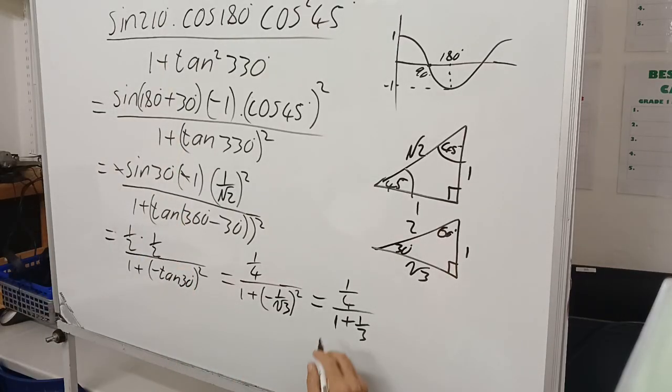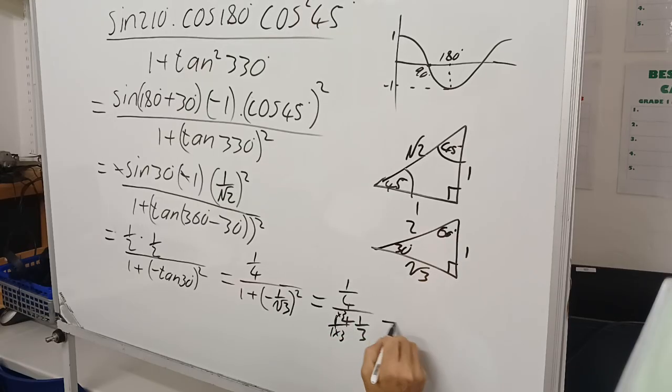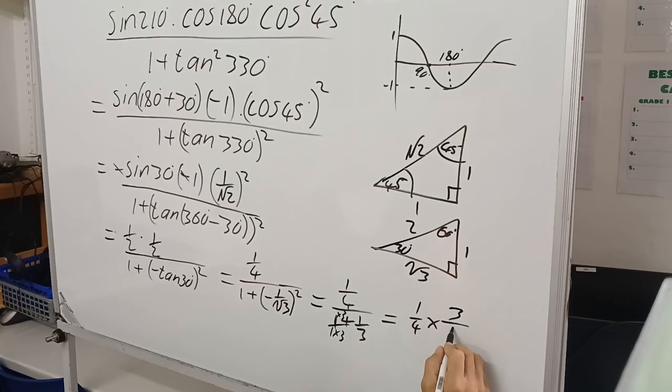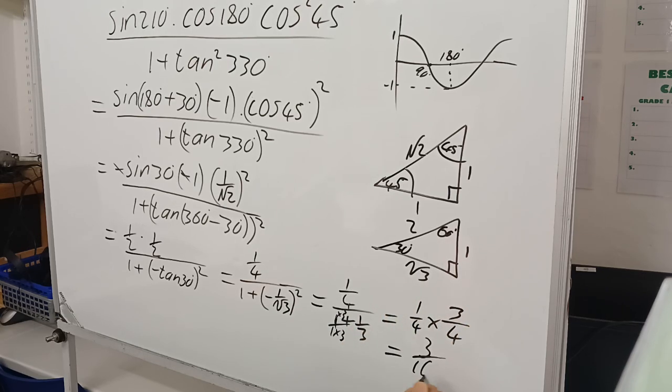This is long. So if you put this over 1 and times it by 3 both sides, you're going to have 1 over 4 times, and then this gives you 3 over 3 plus 1, 4 over 3. So if you take it up, it becomes 3 over 4. You can first do that. 3 over 3 plus 1 over 3 is 4 over 3. Take it up, make it 3 over 4. So that gives you 3 over 16 at the end.